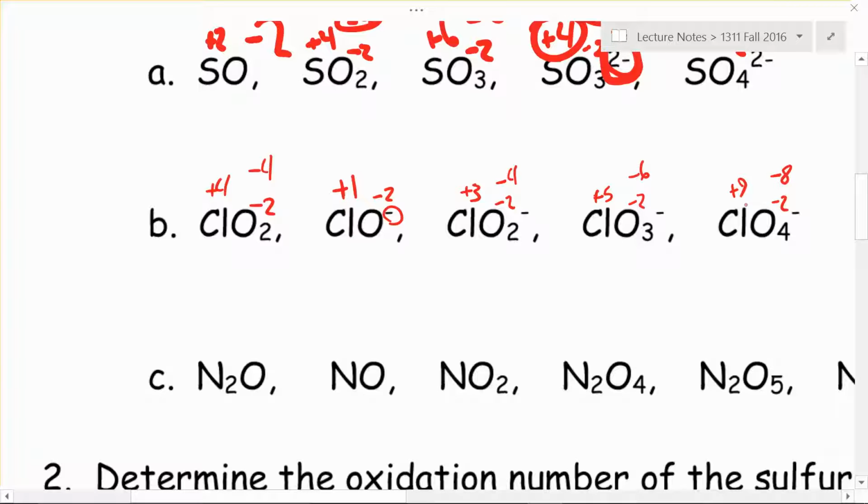The number of oxygens is changing, but what happens to the charge? The charge remains the same, right? Because it's the chlorine that is changing oxidation state, and that's why it's not affecting the charge.